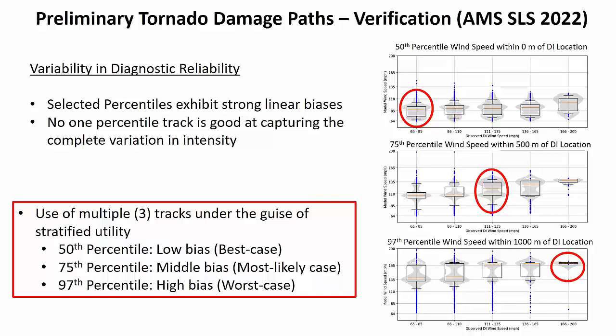So in this case, what fell out was the 50th percentile gives you a pretty good indication of what EF0, EF1 winds might look like if that's what ends up being revealed at ground level, whereas the 75th percentile was closer to the EF2, EF3 range, and then the 97th percentile gives you a better depiction of the EF3, EF4 type event. So again, this lines up with the idea of using a best case, worst case, most likely scenario type of methodology.